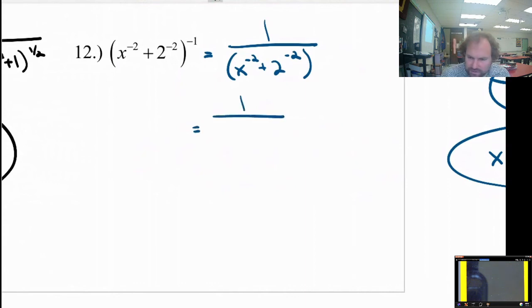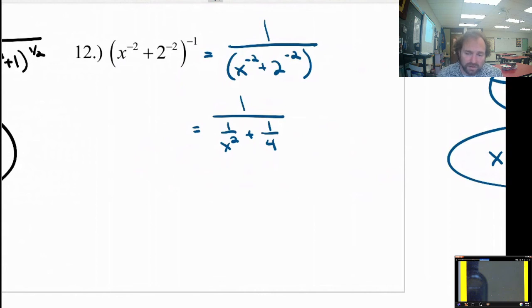So x to the -2 power is 1 over x squared. And 2 to the -2 power is 1 over 4, and 4 is 2 squared. That's 1 over 2 to the positive 2nd power. Yeah. Well, we could stop here. Technically, we've done what they asked us to do, but we can keep simplifying if we want to.